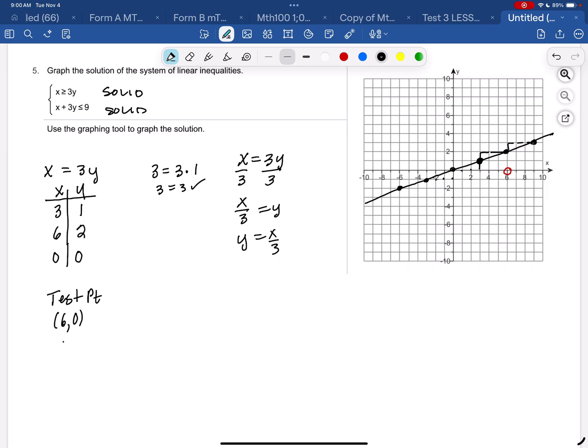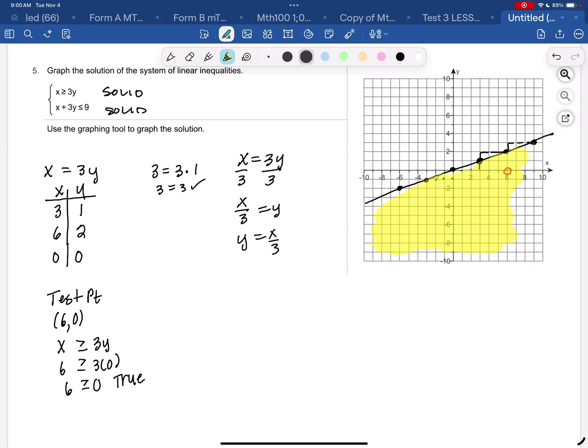Go to the original inequality. x is greater than or equal to 3y. Put in x is 6, so 6 is greater than or equal to 3 times 0. 6 is greater than or equal to 0. And that's a true statement. 6 is greater than 0. So this first line on my paper, I'm going to shade down here.